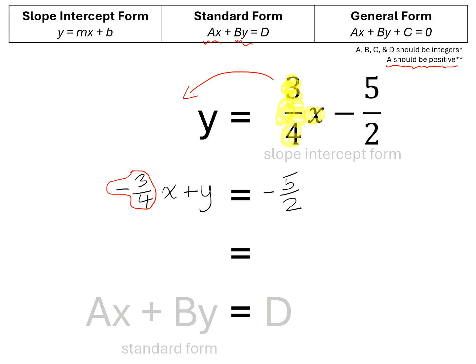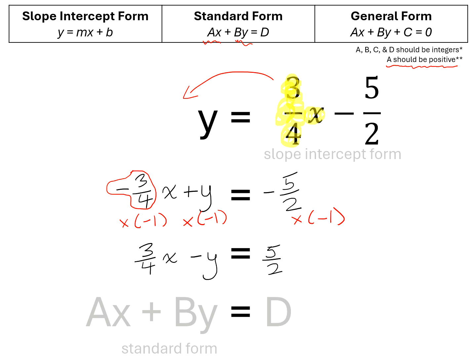So what we can do is multiply this by negative 1 to change it to a positive, but what you do to that term, you have to do to every single term in the equation. When you multiply a term by negative 1, the sign turns to the opposite. So negative 3 over 4x times negative 1 becomes positive 3 over 4x. Positive y times negative 1 becomes negative y. And negative 5 over 2 times negative 1 becomes positive 5 over 2.